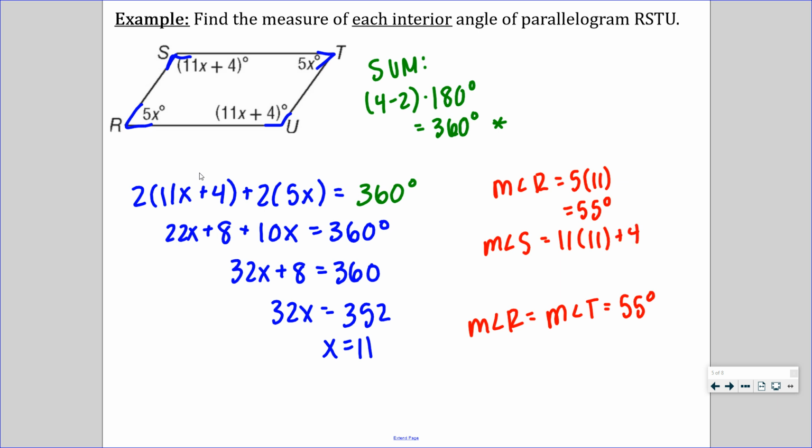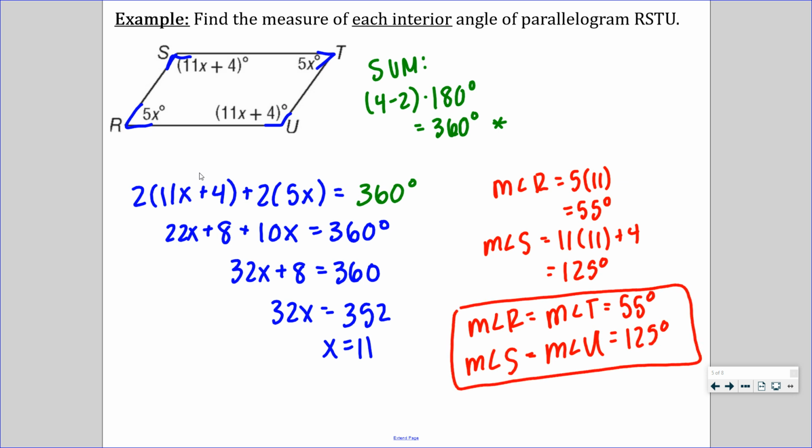Okay, angle S, 11 times 11, 121, plus 4 is 125 degrees, and that's going to be the same as angle U. We'll talk more about parallelograms and all their characteristics, and how those opposite angles are congruent, later on in another lesson. I know I solved that fast, but all it is is solving the equation and plugging the number back in, which I know you guys can all do.